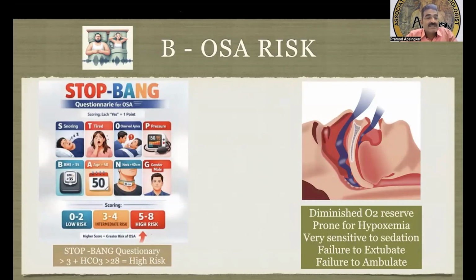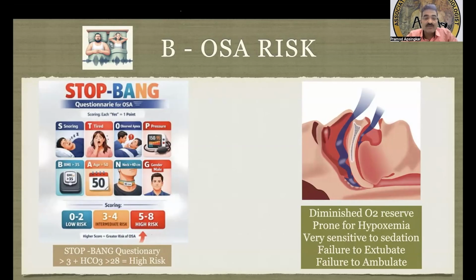That means a history of snoring, and because of that there is daytime somnolence and observed apnea, and if blood pressure is high, that is STOP. And BANG means high BMI, age more than 50, male gender, and neck circumference more than 40. The more of these elements, the more the chances of the patient developing obstructive sleep apnea in the perioperative period.